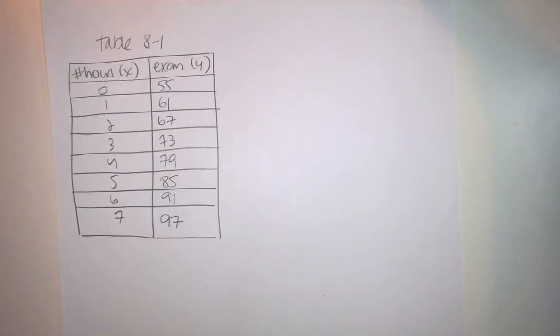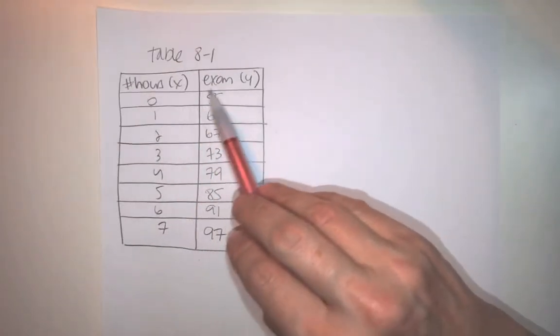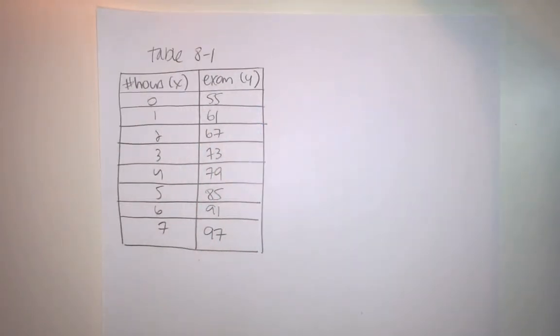This is a quick example of the bivariate regression presented in Chapter 8, starting with Table 8.1. So let's take a look at Table 8.1 that I've reproduced on the sheet here. We've got hypothetical data on hours spent studying, that is our X, and then our exam score, that is Y.